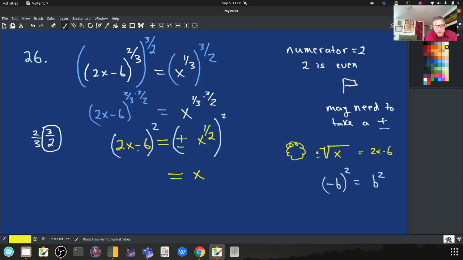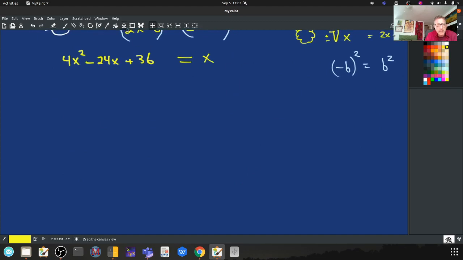And this over here is just 2x minus 6 squared. I'm going to use the formula. That's 2x squared, which is 4x squared. So when I say 2x squared, I mean 2x in parentheses squared. So that's 2 squared times x squared. Minus 2x times minus 6 times 2. So 2x times minus 6 is minus 12x, times 2 is minus 24x. And then the final term is minus 6 squared, so minus 6 times minus 6 is plus 36. Oh, so I literally have a quadratic equation now.